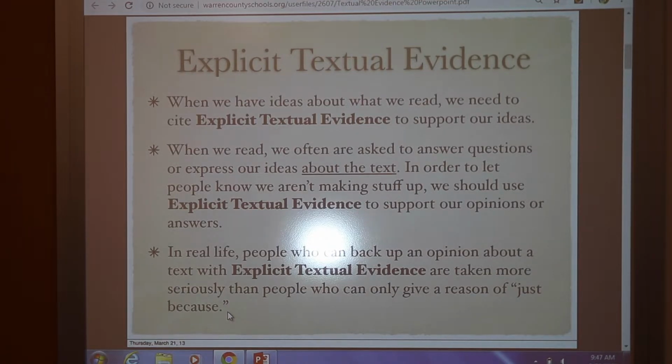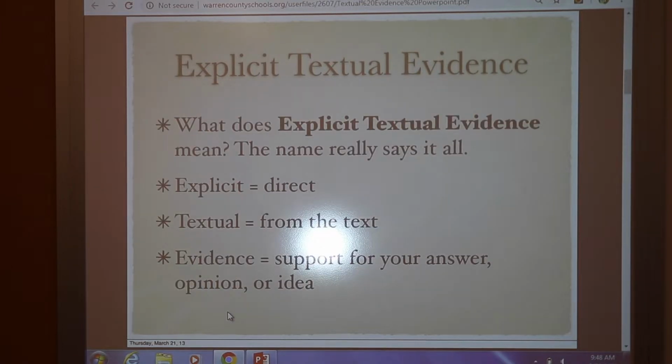opinions or answers. In real life, people who can back up an opinion about a text with explicit textual evidence are often taken more seriously than people who can only give a reason of just because, or I saw it on the internet. What does explicit textual evidence mean? The name really says it all. Explicit is direct. Textual is from the text. Evidence supports your answer, opinion, or idea.